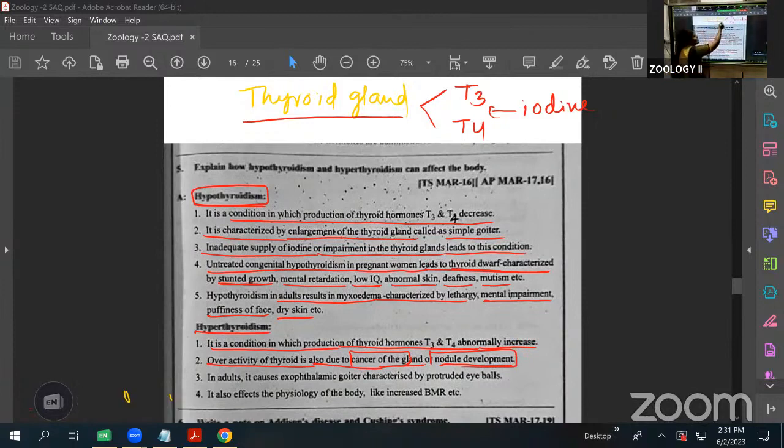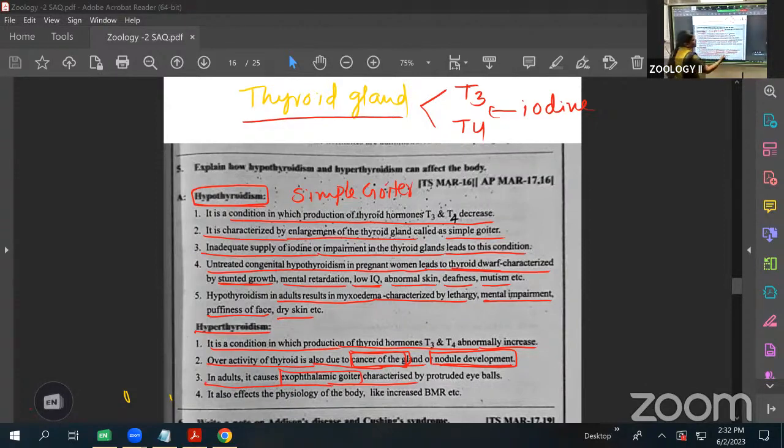Hypothyroidism is mainly caused by less intake of iodine and impairment of the thyroid gland. But this one occurs when cancerous structures occur inside the thyroid gland, or nodules develop. Clear? Next, in adults, it causes exophthalmic goiter. Before that, simple goiter: in hypothyroidism, a simple goiter occurs. Clear? Next, in adults it causes the exophthalmic goiter.